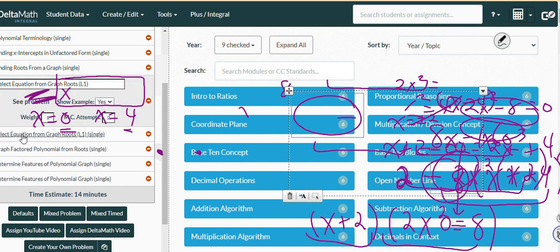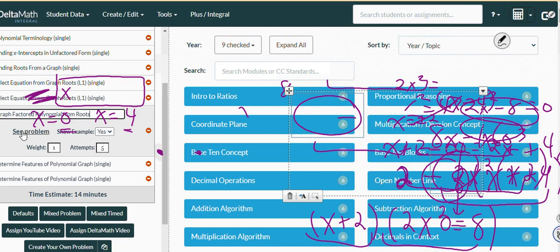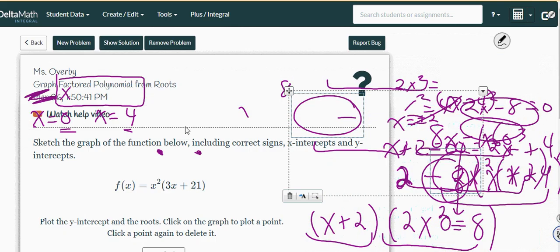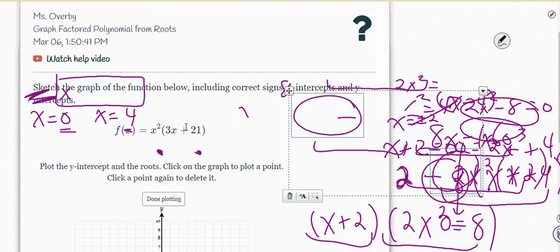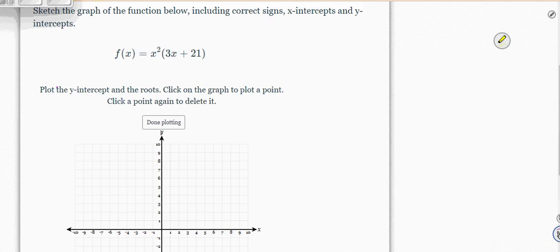All right, let's do the next one. Is that the one we just did? All right, this is the most important part, and I got a bunch of crap all over the screen, but that's okay. I'm going to pause real quick and clean this up. Okay. All right, let's graph.